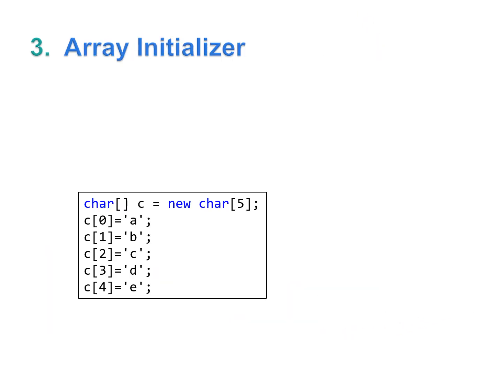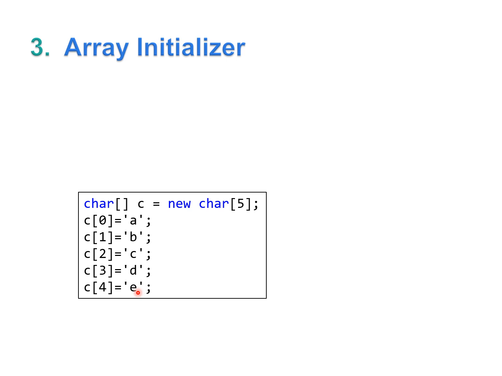You can initialize array elements to non-default values after the array is created by assigning to its indexed variable a new value. For example, after declaring and creating array C of 5 char elements, you can assign C0 to character A, C1 to character B, C2 to character C, C3 to character D, and C4 to character E.